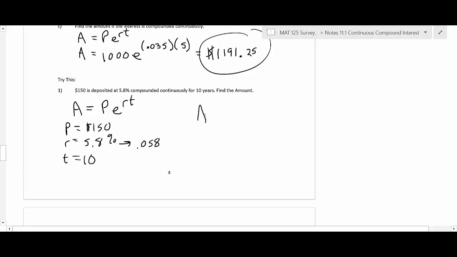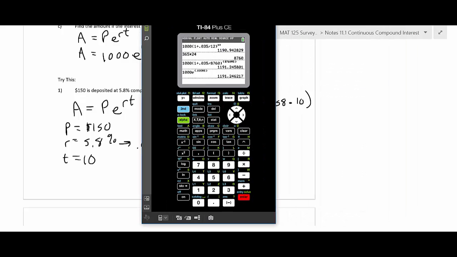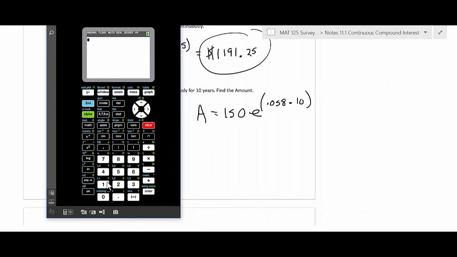So when you do this, you should have just done the principal 150 times E, and then you're going to have 0.058 multiplied by 10. You have your parenthesis like that. So you should have got something a little bit bigger than 150. Is that what you got? Okay, that sounds pretty reasonable.